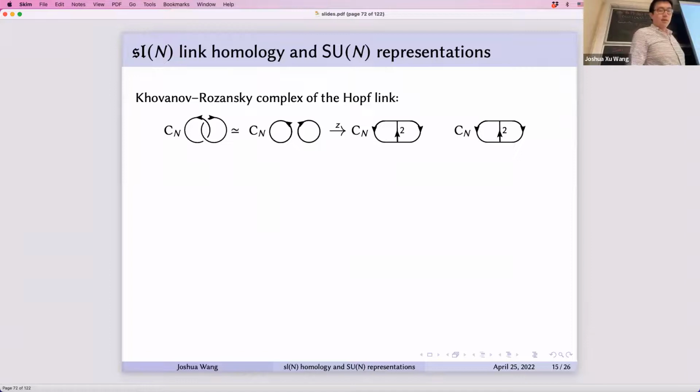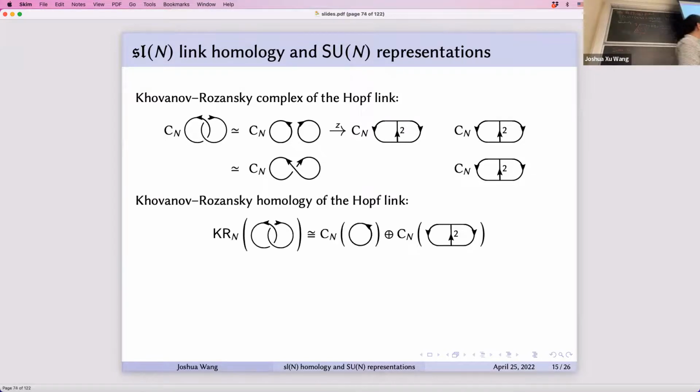Okay. Now, it turns out that this first little complex, these 2 terms, is the definition of the complex for this diagram. And by Reidemeister invariance, that's just the complex of a single unknot. And once you've got the complex of a single unknot, there's no more differential in this complex. So the complex is the homology. So the Khovanov-Rozansky homology of the Hopf link is just the direct sum of the state space of the unknot and the state space of the theta graph.